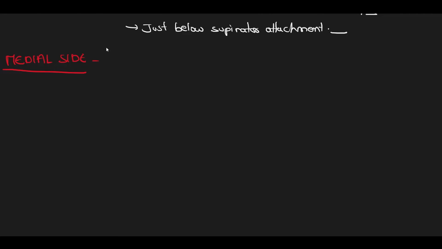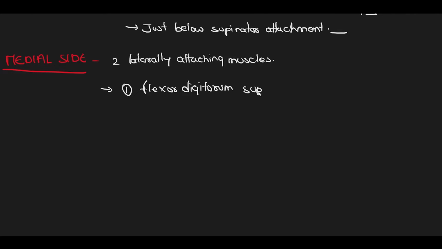The medial side gives origin for two laterally attaching muscles. So what are the two muscles? Number one, write down flexor digitorum superficialis. And the second one is flexor pollicis longus.